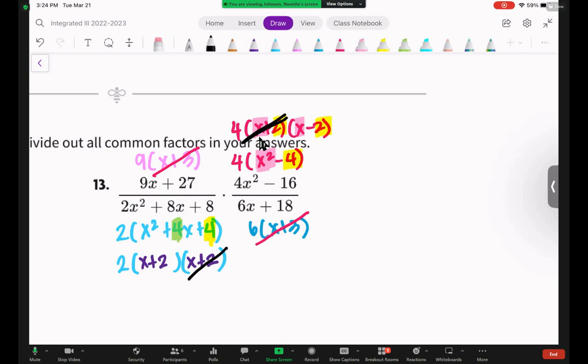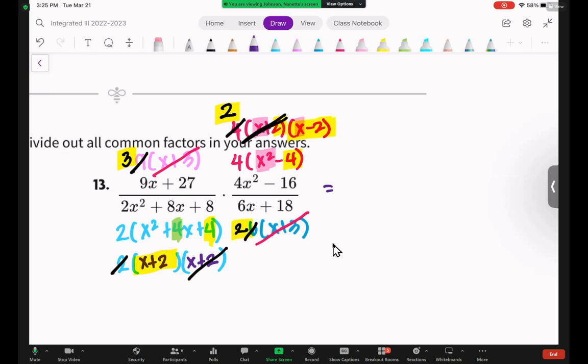I do see this 4 divided by 2 is 2. And I do see this 9 and 6. If I divide them by 3, I get 3 here and 2 here. So let's see what I have left so far. I have this 3, this 2, this x minus 2. I have this x plus 2, and I have this 2. I'm looking for more stuff that I have, but that's all I got.